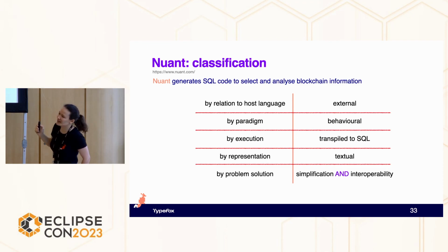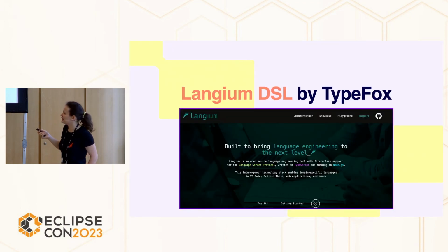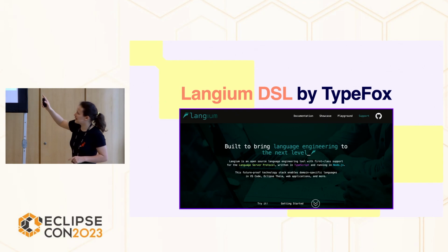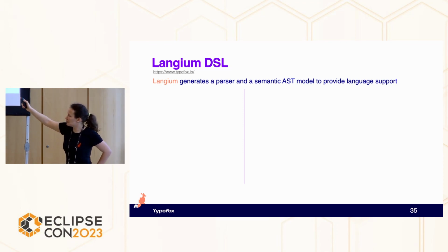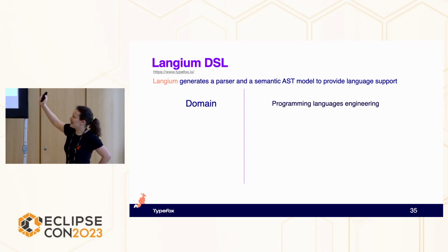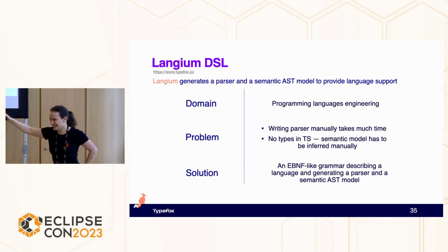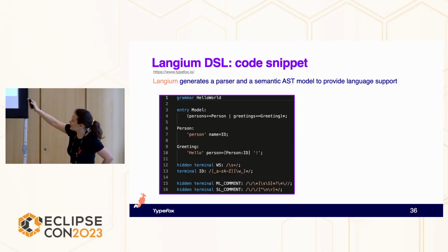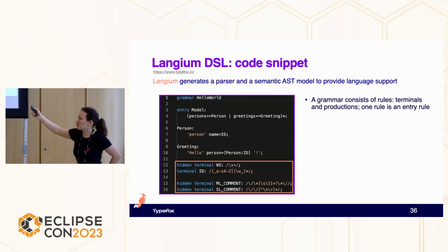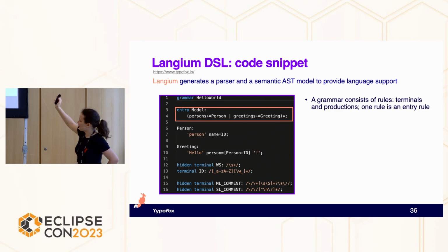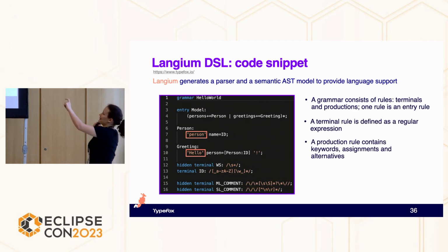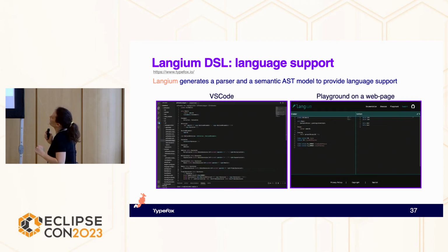One more case is the Langium DSL by TypeFox. I couldn't not tell about it because it's an interesting case, but I have not enough time, so I just do this. It's a language which generates a parser and a semantic AST model to provide language support, and then 1, 2, 3. That's the language. And here are the constructions you have. It's actually an EBNF-like grammar. And here you have support in VS Code and in the background on the web page.